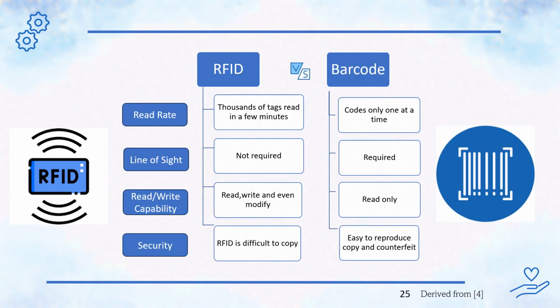And we are talking about the difference between RFID and barcode and why RFID is better than barcode, with uses like read rate, where RFID reads thousands of tags in a single minute, and line of sight is not required, the read and write capability, and the security.